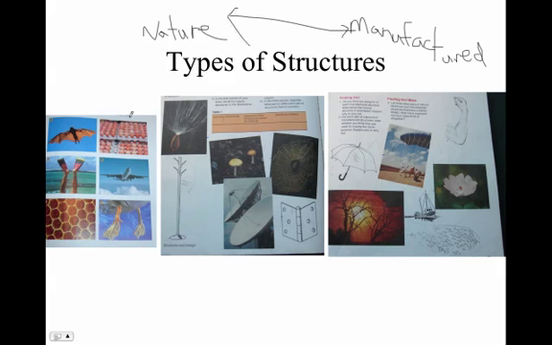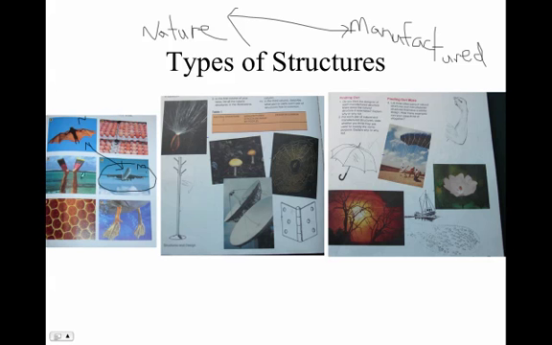So let's look at this page. We have 1, 2, 3, 4, 5, 6 different structures. Some are natural and some are man-made. If you notice, they usually match up. Where did we get the idea, for example, to design an airplane, which is M for manufactured? We got it from birds and bats. So the natural structure gave rise to the man-made structure.